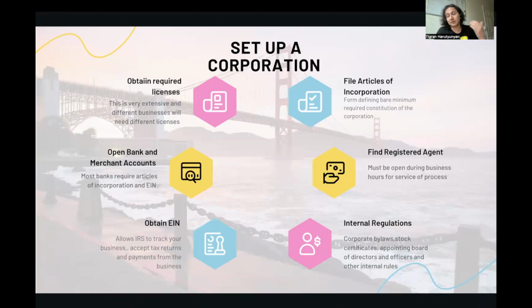An ice cream shop will most likely need to get a seller's permit, will most likely need to register to collect sales tax, will most likely be required to get a food certification, right? And other stuff. A trucking company probably needs to get hazard insurance, liability insurance. So again, this is very complex, the last step.